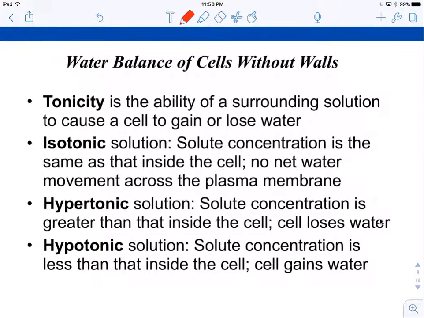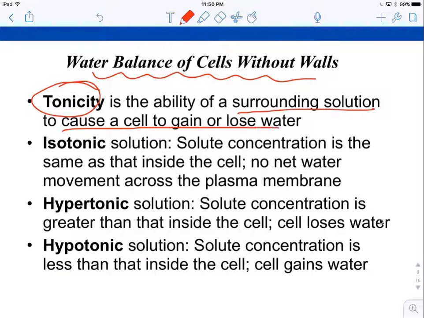So let's talk more about osmosis and water balance in cells. Tonicity is the ability of a surrounding solution to cause a cell to gain or lose water. And this is very, very important in biological systems. And this is actually what our first lab is going to be about. So there are 3 types of tonicity.